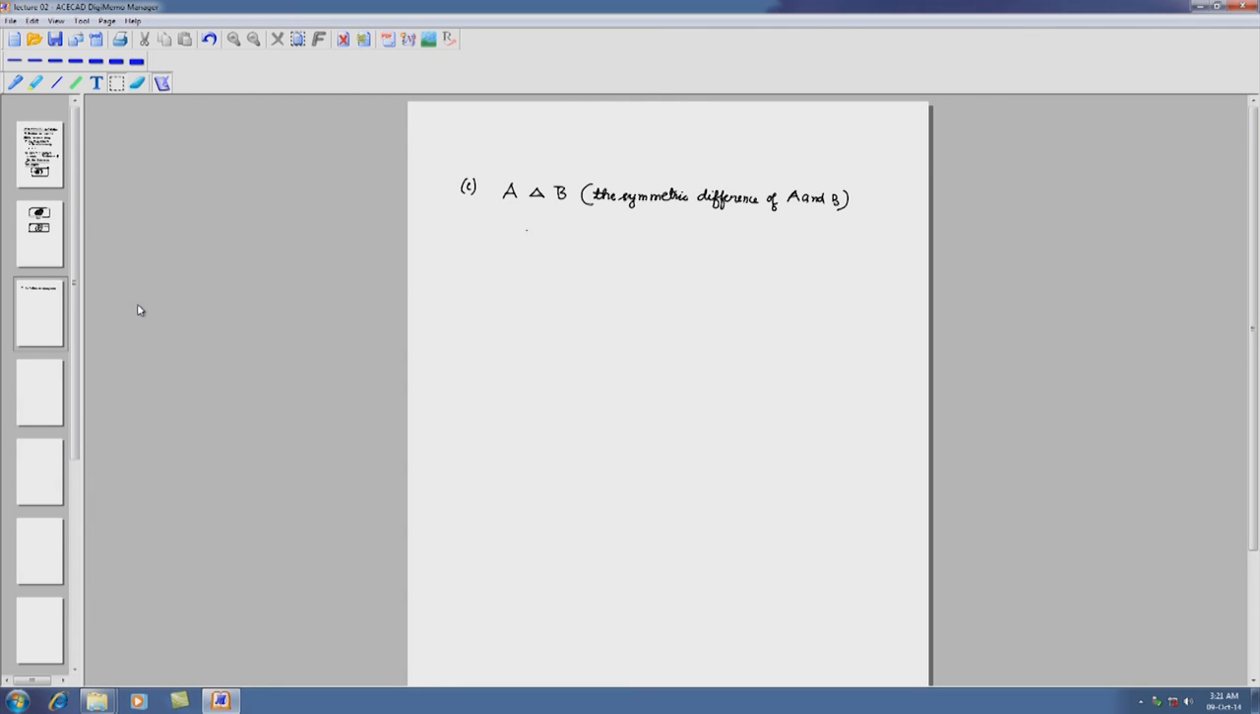And this consists of all the elements in U such that x belongs to A union B and x does not belong to A intersection B.